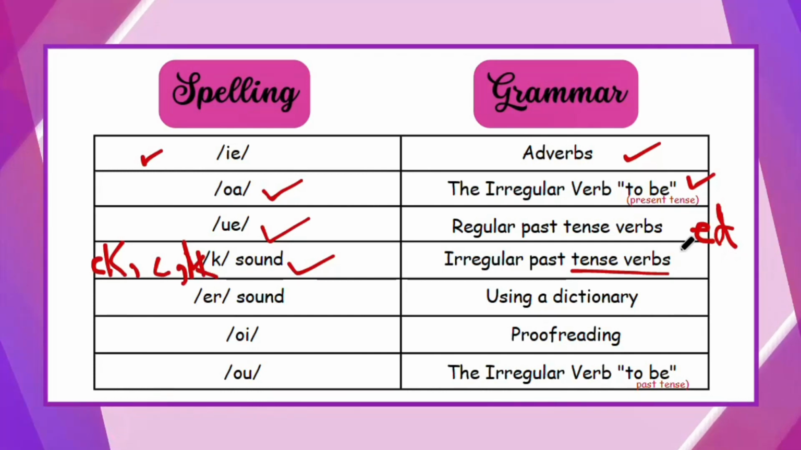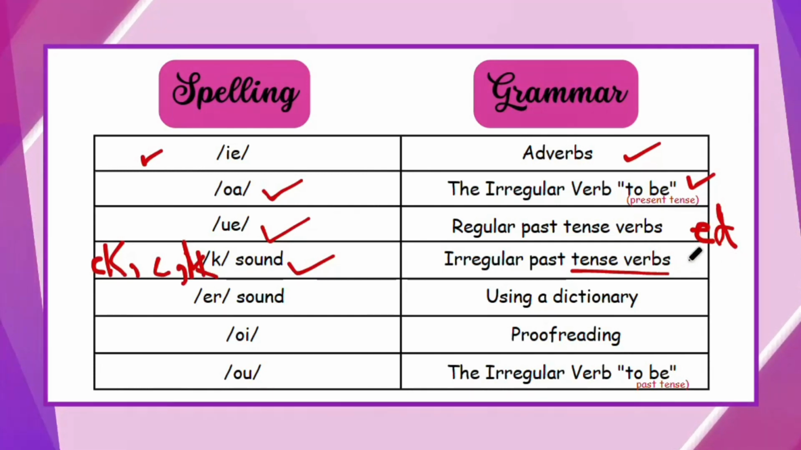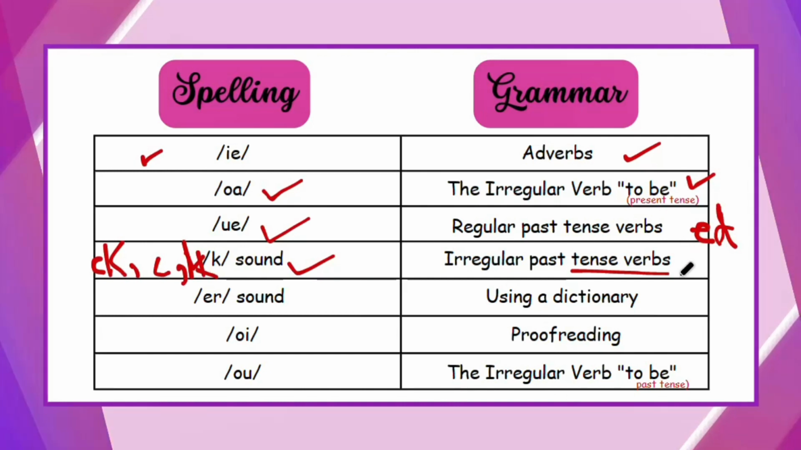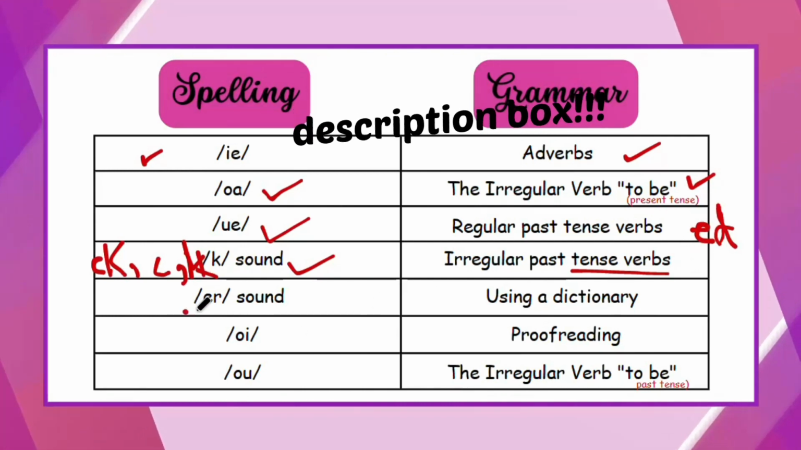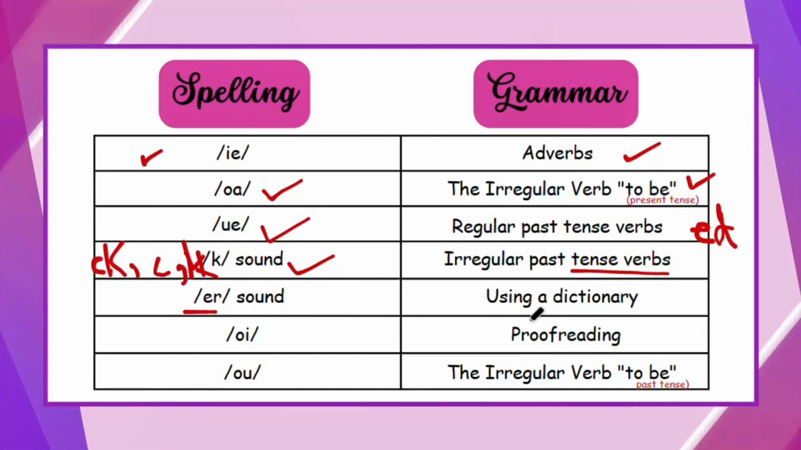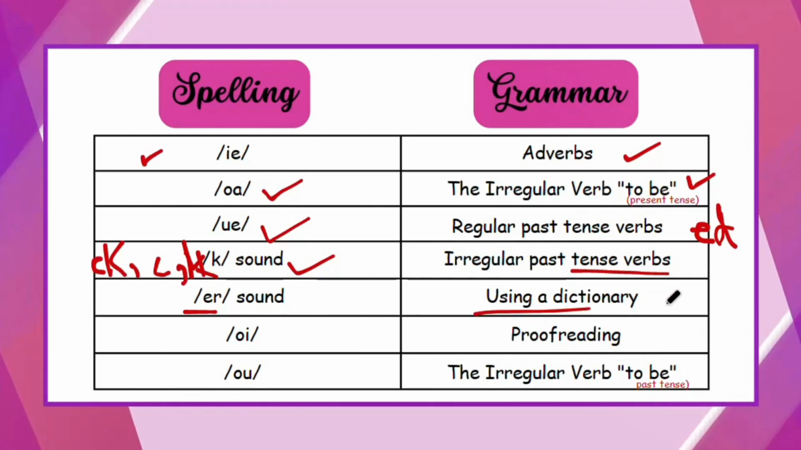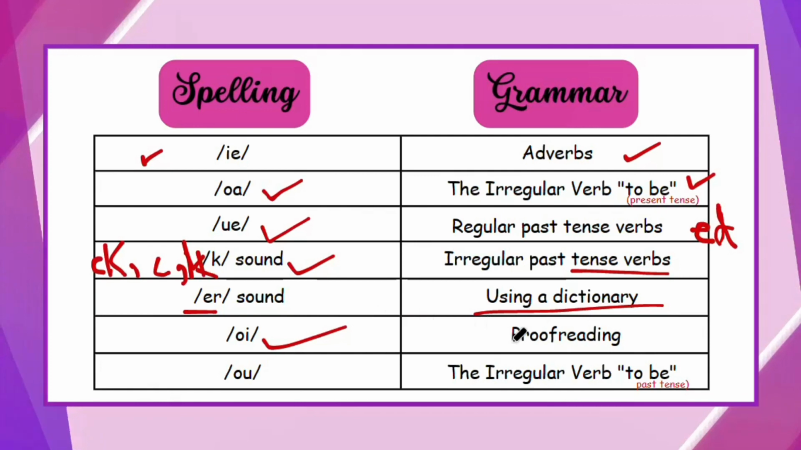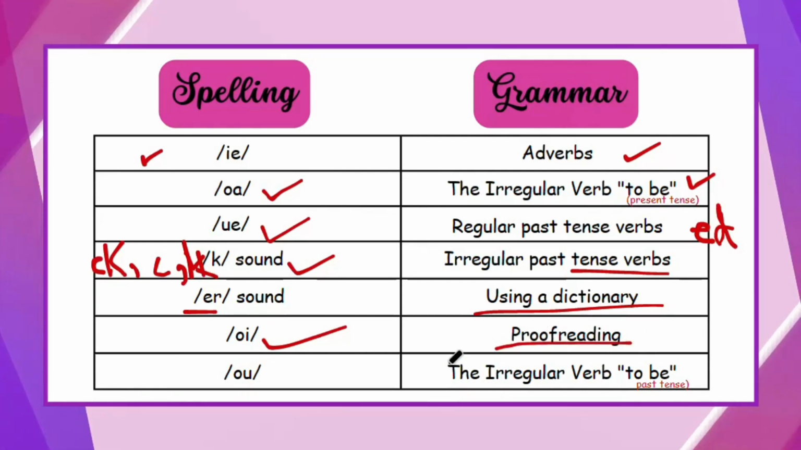If you want to learn more about verbs and the different types of verbs, please check out the video in the comments box. Then we have the sound in a spelling lesson and using a dictionary in the grammar lesson. Oi sound, its alternative, and proofreading skill in grammar.